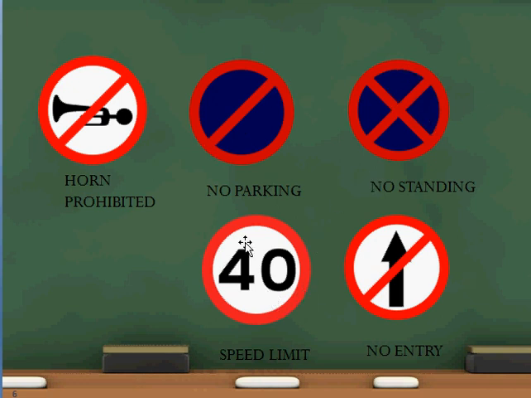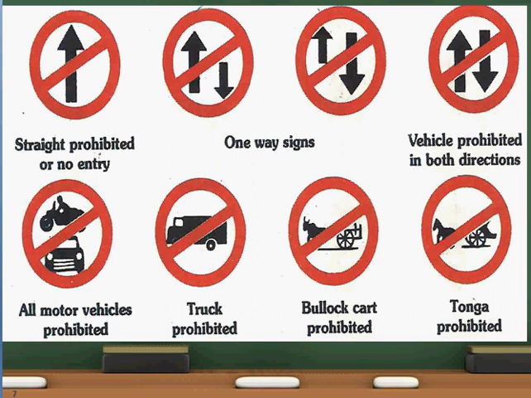We already know that if a speed limit is specified and we don't follow that speed limit, you will be imposed some fine, etc. So it is a legal offense. These are other types of prohibitory signs. Straight entry prohibited. Then one-way signs, that is, only one direction of movement is permitted. Then vehicles prohibited in both directions. Then truck prohibited, like that.